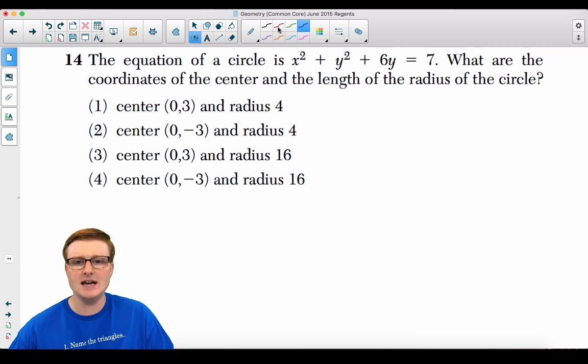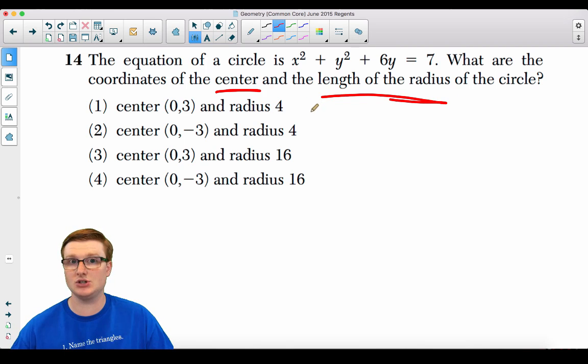All right, number 14. Completing the square is on every single geometry Regents exam. Devote this to memory. You learned this in Algebra 1. Sorry, I can't speak tonight. The equation of a circle is x squared plus y squared plus 6y equals 7. What are the coordinates of the center and the length of the radius of the circle?